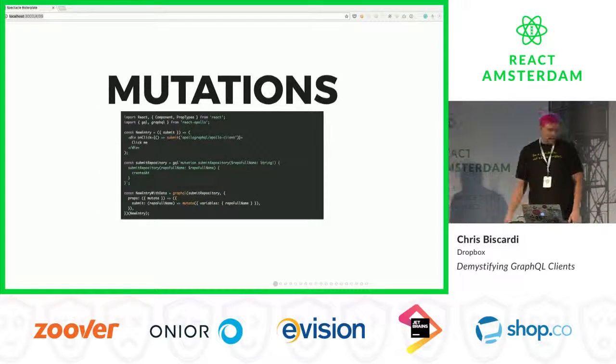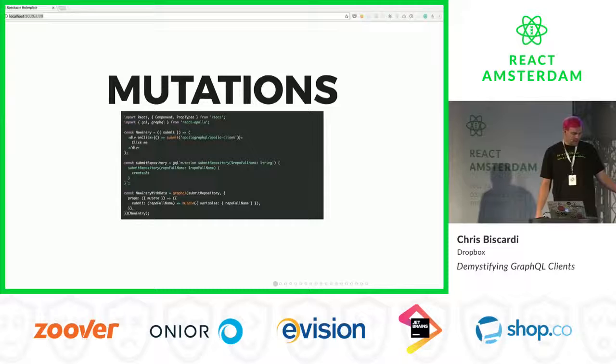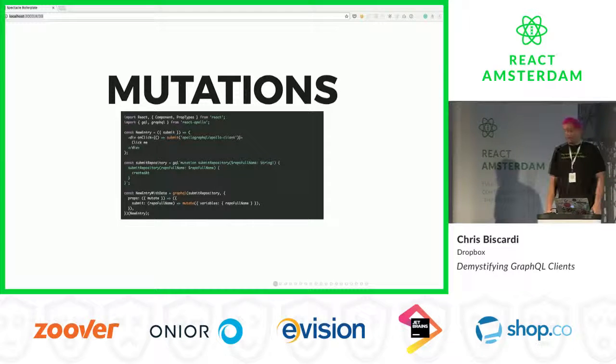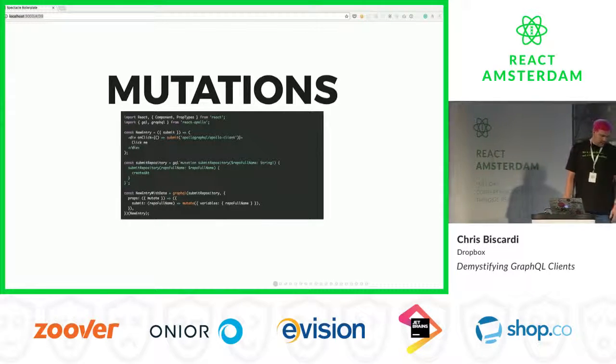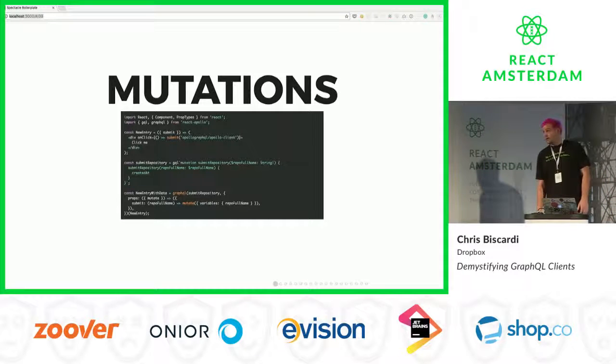Mutation handlers are just like normal handlers. The interesting thing here is the mutate call, and the fact that we can pass this function into our component and then call it with the, say, repo name later.